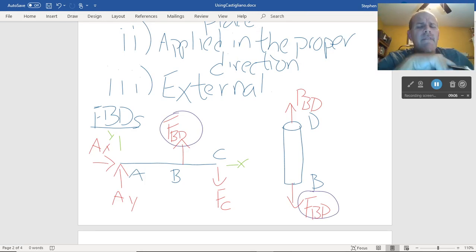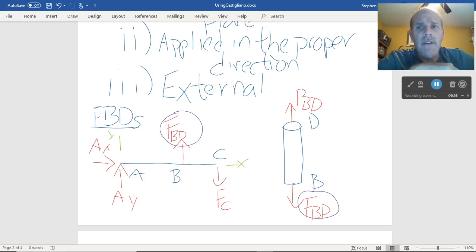So now wait a minute, right? You remember that partial derivative on the first page? The derivative of energy with respect to that force applied at the right point, I should say, in the right direction, is the magnitude of the deflection in the direction of that force. FBD is in both directions.